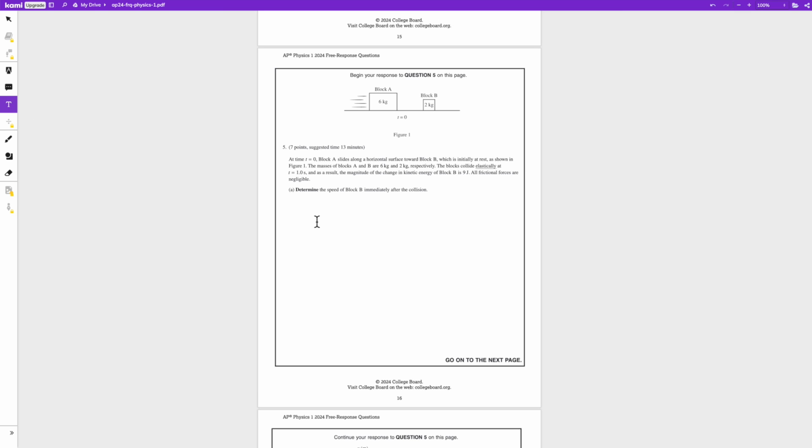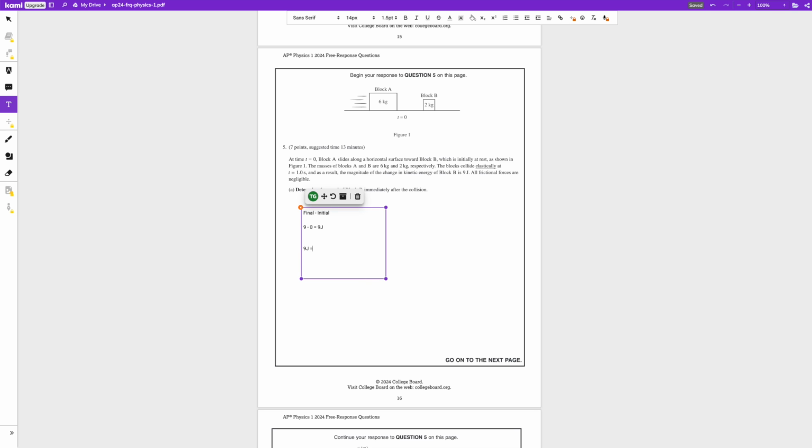So change in kinetic energy is equal to final minus initial. We know that there is no initial because block B is at rest. So initial is 0. But we know the final is 9. So 9 minus 0 is equal to 9 joules. So let's go back to our equation for kinetic energy.